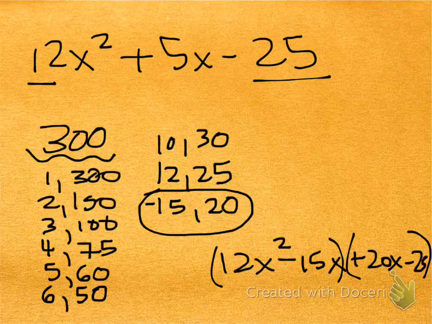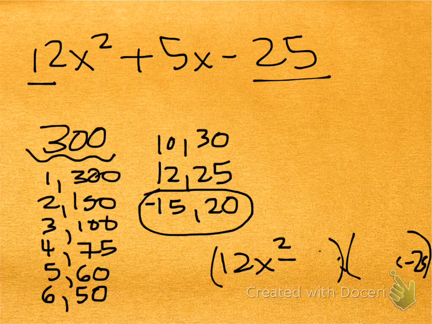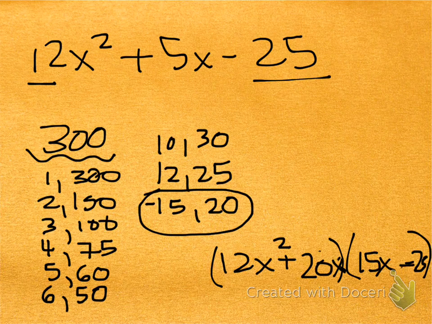It looks like we might want to switch this actually after just looking at it, because we can take out a 4 instead of a 3 if we put the 20x with the 12x squared. So we're going to put the 15x with the 25 instead. That way we can take out from 12 and 20 a 4 and an x. We have 3x plus 5 left over.